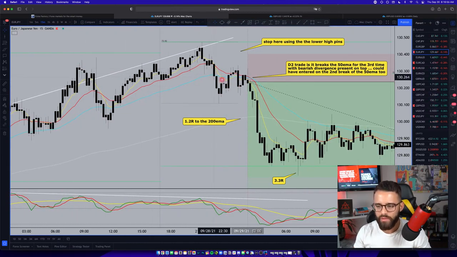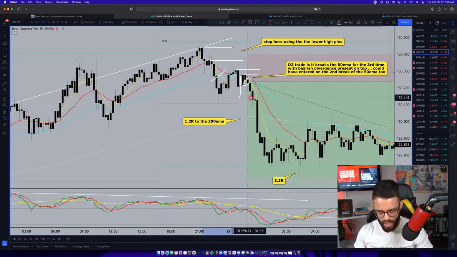We get one break of the 50 to the downside right here. Second break of the 50 right here. And then here, I have the entry idea marked on the third break of the 50 as it's still making lower highs. You see all the lower highs here off the divergence? 1, 2, 3. On that fourth lower high is where I have the entry idea marked.